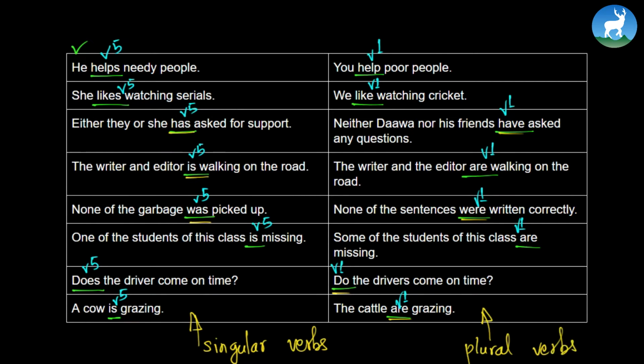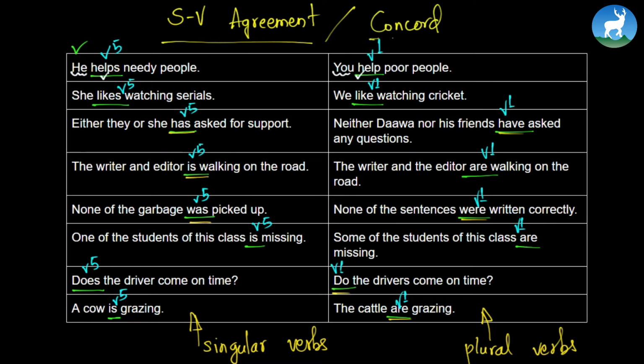From these examples, we can derive a fact that singular subject takes singular verb, while plural subject takes plural verb. Singular subject takes singular verb and plural subject takes plural verb. And this kind of agreement is called Subject Verb Agreement. And it is often called concord in the language of grammar. Alright, let's study about Subject Verb Agreement or concord in detail.